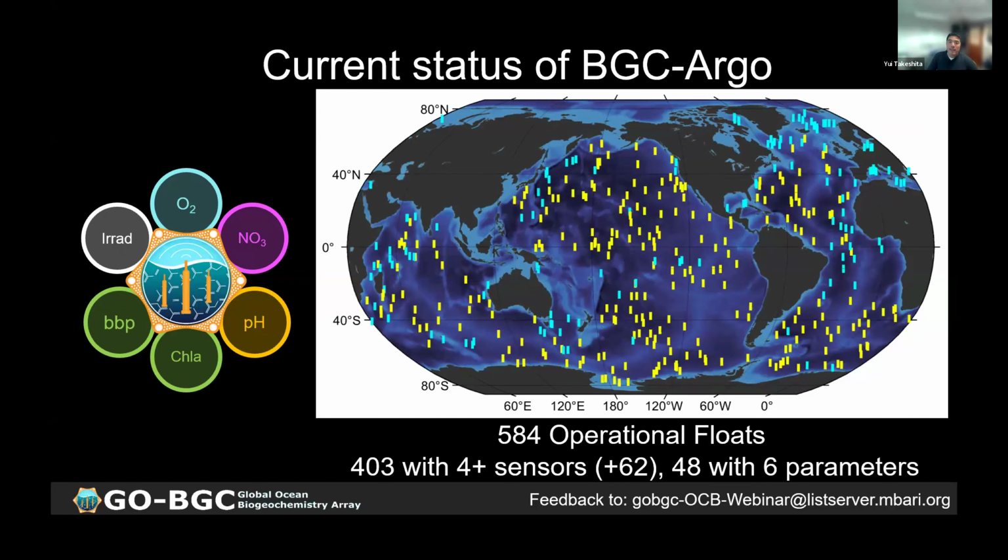And this is our current status of BGC Argo. We're actually doing pretty well. There are 584 operational floats. Many of them only carry a subset of these available parameters, but 403 of them have 4+ parameters, and that's 62 more than the last time we did this webinar. So the array is growing, and there are now 48 with all 6 parameters, which is really exciting.